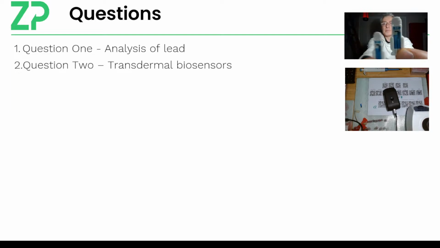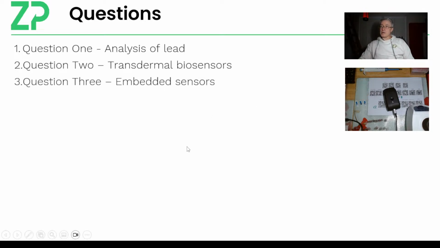So here are a couple of examples of biosensors. Those two are the same. These will be featured in the webinar this evening. But I'll also be showing a very different type of biosensor as well, a transdermal one shortly. I'll also talk about embedded sensors.